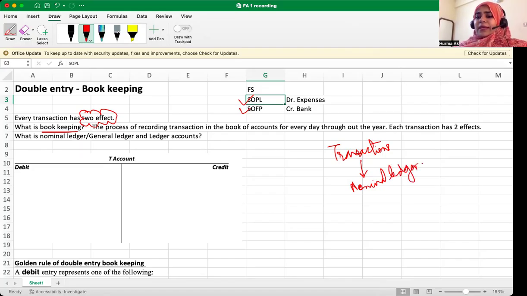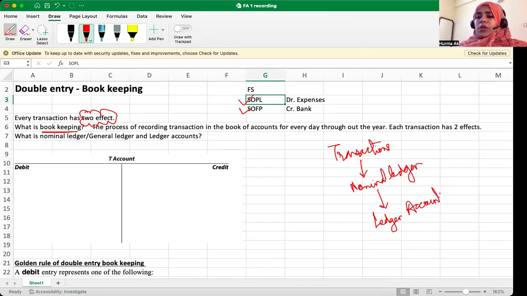Okay. So this book basically is a file which contains n number of accounts, like all your expenses account, all your income account, all your assets, all your liabilities, all of it. So all of that goes into your nominal ledger, and nominal ledger will then have these separate accounts, and we have a term for it, it's called the ledger accounts.